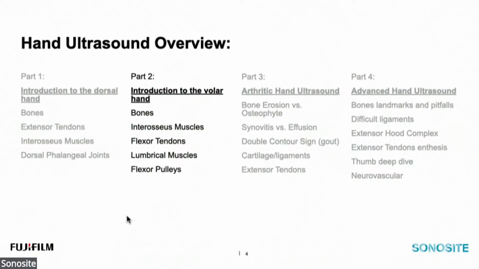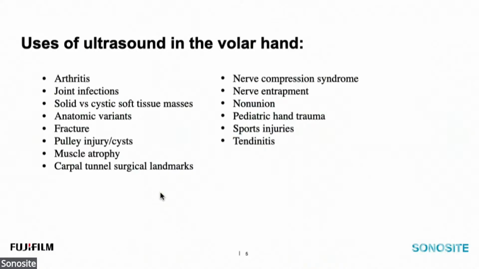hand. We're going to go to the interosseous muscles, flexor tendons, lumbrical muscles, and if there's time, we'll get down to the flexor tendon pulleys of the finger, but that'll very likely also be kicked to the advanced section. We'll cover more detailed finger because we have the extensor hood to cover on the advanced. So maybe keep an eye out for that to be added to the advanced section, since we'll already be talking about the extensor hood complex.